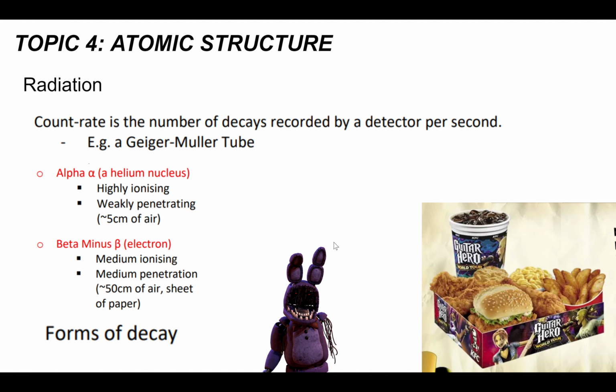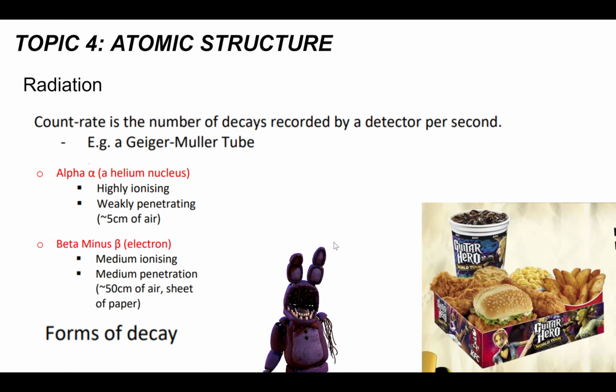So gamma radiation is low ionizing, however it's highly penetrating, can go very far in the air, and a few centimeters of lead. So nuclear equations are used to represent radioactive decay. We can see here, which represents the X we were looking at earlier. The emission of the different types of nuclear radiation may cause a change in the mass or the charge of the nucleus.